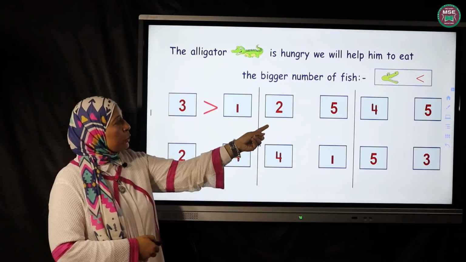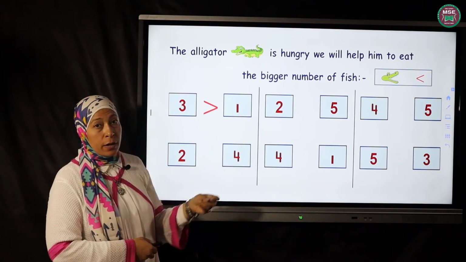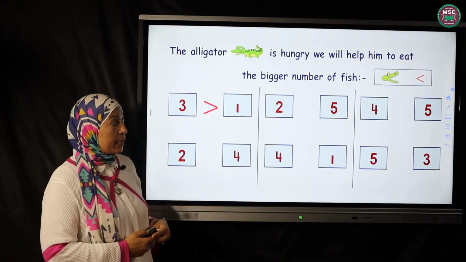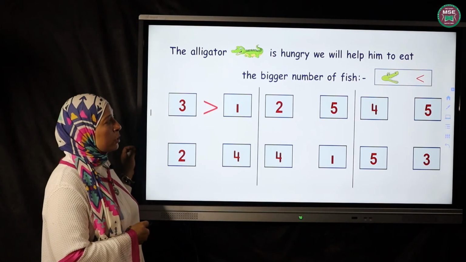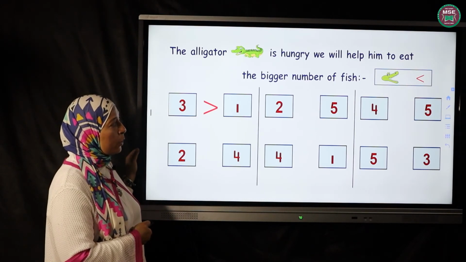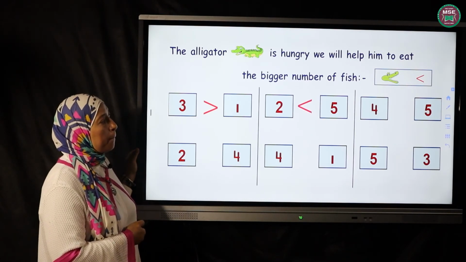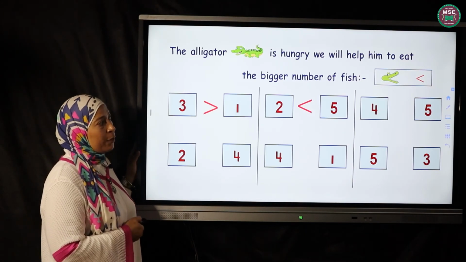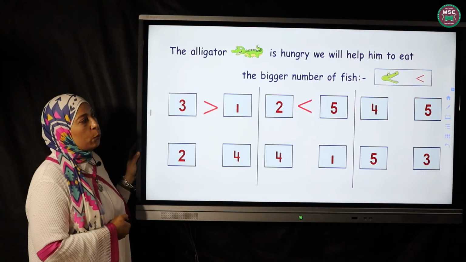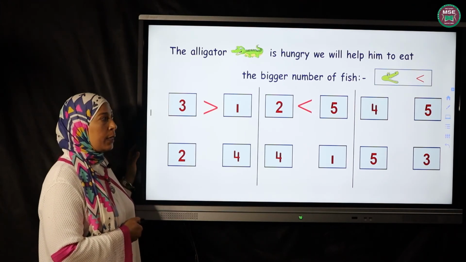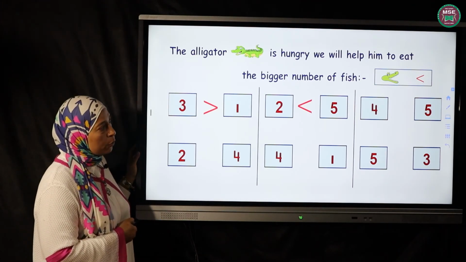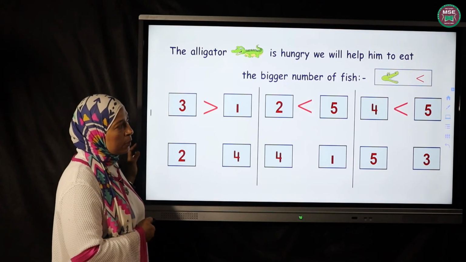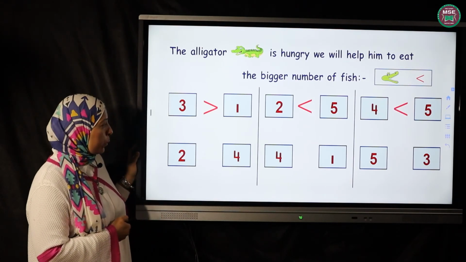Okay, let's move to the next one. Here we have number 2 and number 5. Which one is bigger? Excellent. 5 is more than 2, so he's going to open his mouth to the bigger number. The last one we have, read it. Excellent. We have 4 and 5. Which is bigger, 4 or 5? Excellent. 5 is bigger, so he opens his mouth to the bigger number.